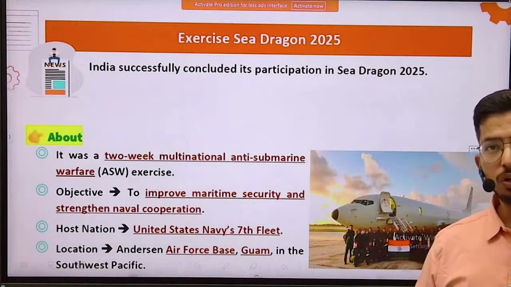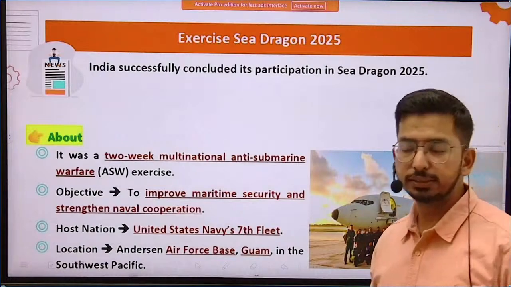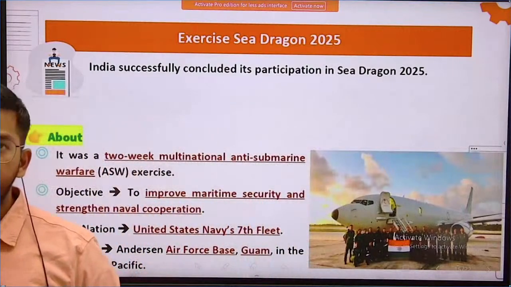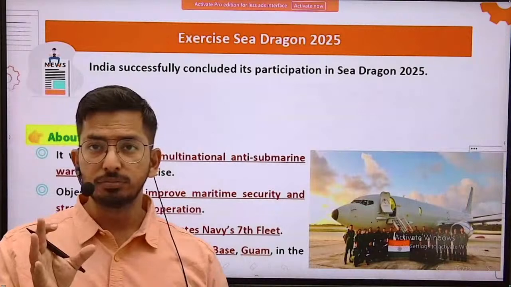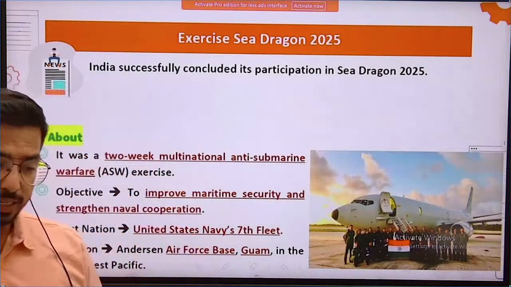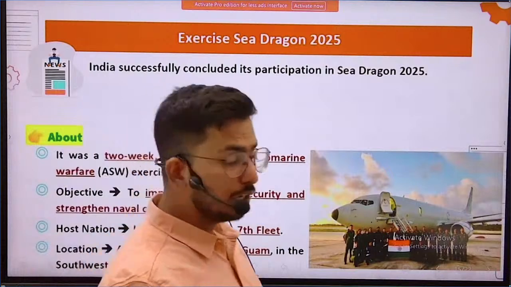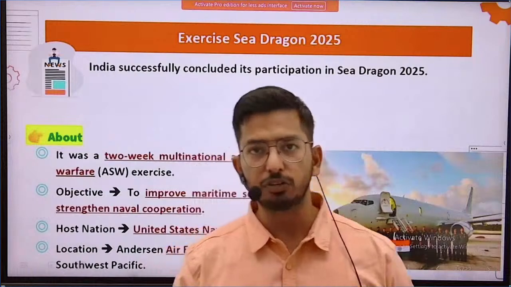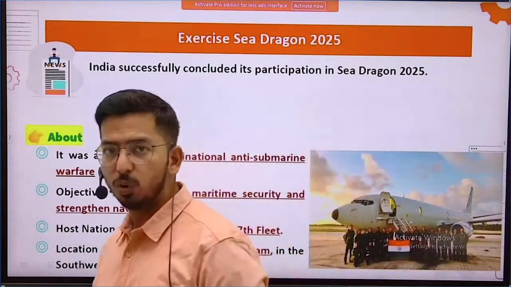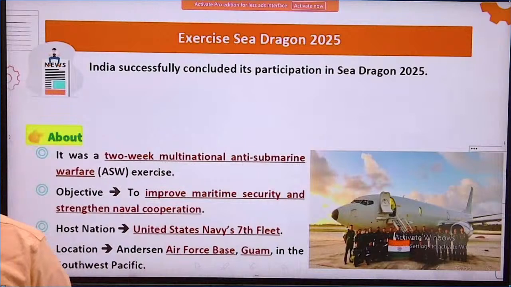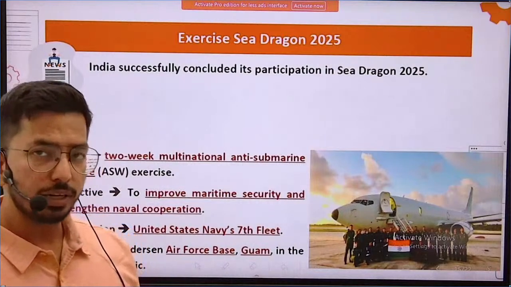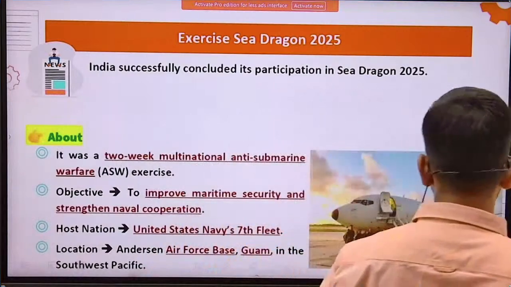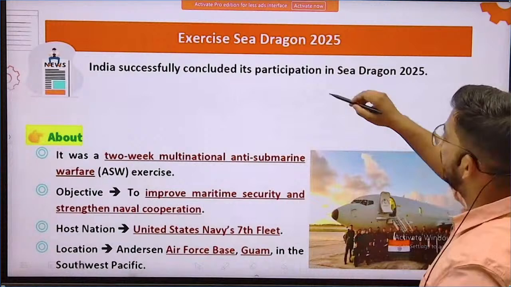Now, what is this? This is an anti-submarine warfare exercise. Okay. It has a very particular agenda to deal with. It's multinational. Many countries participated to increase the maritime security and to enhance the naval cooperation amongst the different countries, right? Currently, the host nation was the United States of America, conducted at the Air Force Base of Guam in the Pacific Ocean, okay.